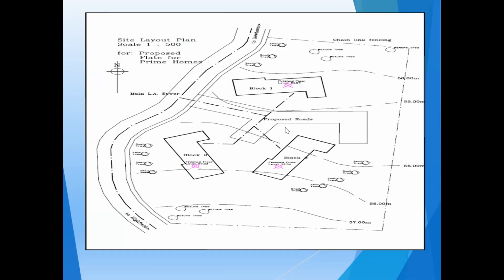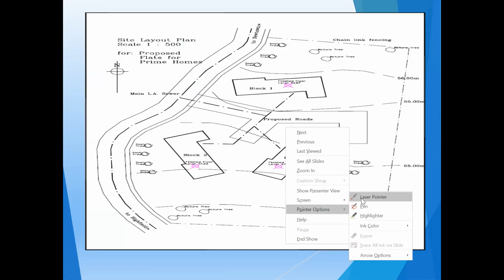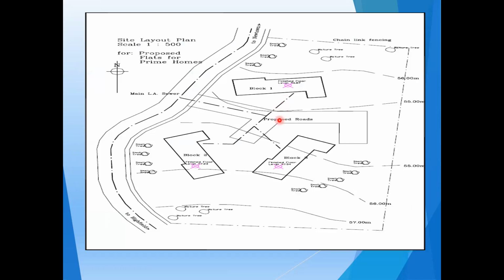See here, the proposed drawing which I show to you here. Here you can see that buildings have been marked, drainage lines have been marked, electrical lines have been marked, everything has been marked in the site plan.